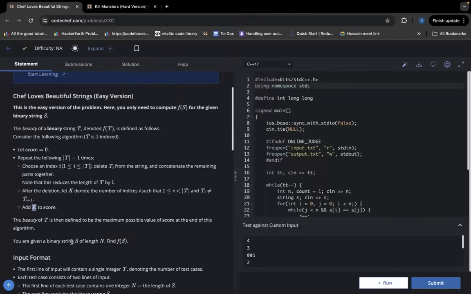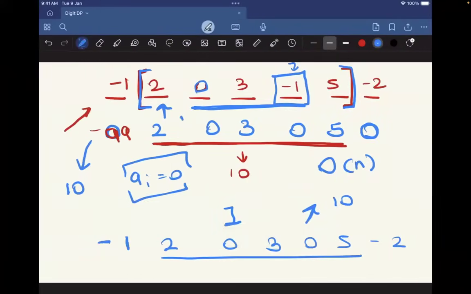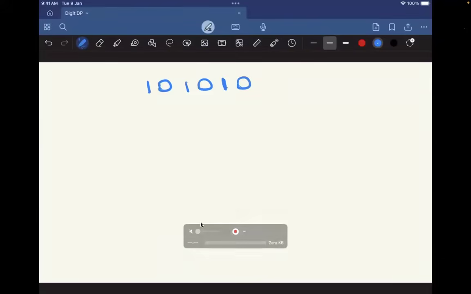Now, our task is, given a binary string, I need to find f of s. Okay, guys? So what does the problem say? Let's have a look. The problem says that we are given a binary string, guys. Let's say this is my binary string. Now, on every operation, I remove any particular index. Okay, let's say I removed this.